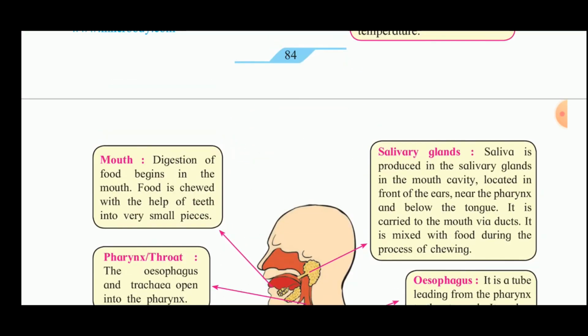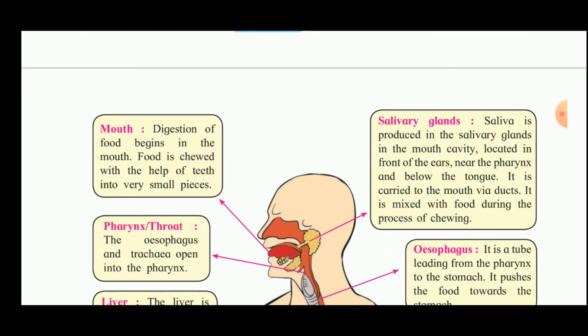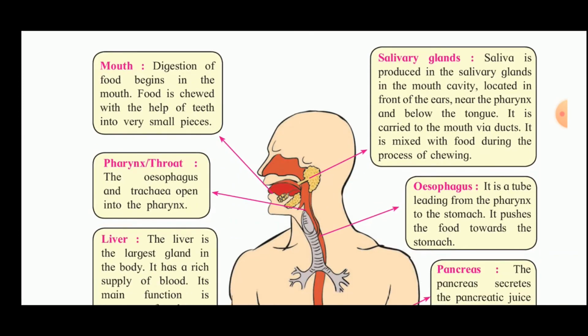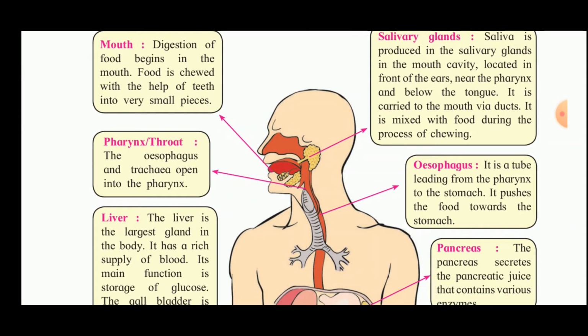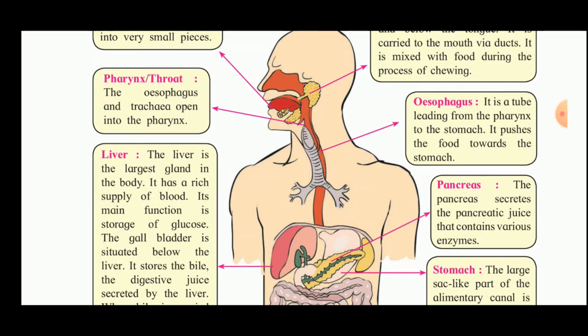Then here are the salivary glands. Saliva is produced in the salivary glands in the mouth cavity, located in front of the ears near the pharynx and below the tongue. It is carried to the mouth via ducts. It is mixed with the food during the process of chewing. Then the esophagus is a tube leading from the pharynx into the stomach. It pushes the food towards the stomach. Then the pancreas secretes the pancreatic juice that contains various enzymes.